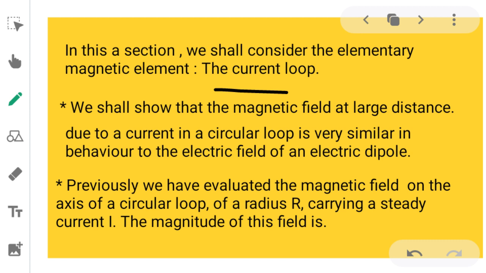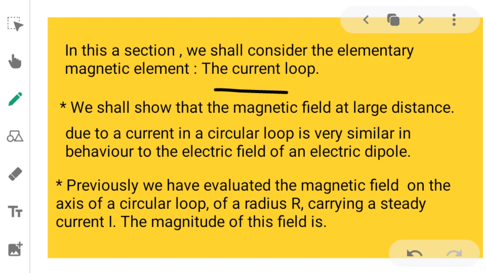We shall show that the magnetic field at a large distance due to current in a circular loop is very similar in behavior to the electric field of an electric dipole. So whatever you have studied in current electricity and electrostatics, the same properties will be valid for the magnetic field. The only thing is that the charges move in a straight line, and when they are moving, they create a magnetic field.